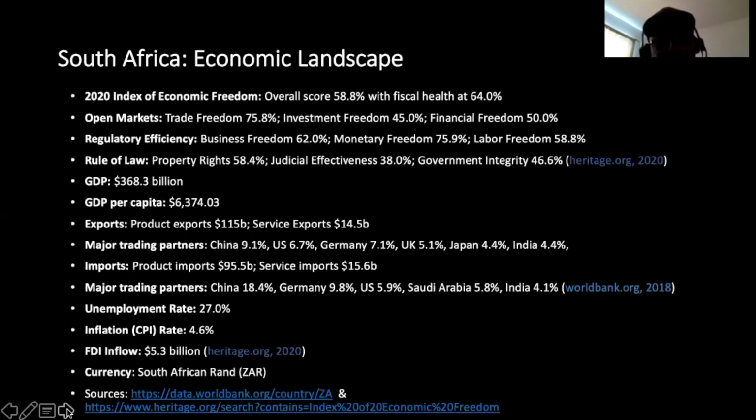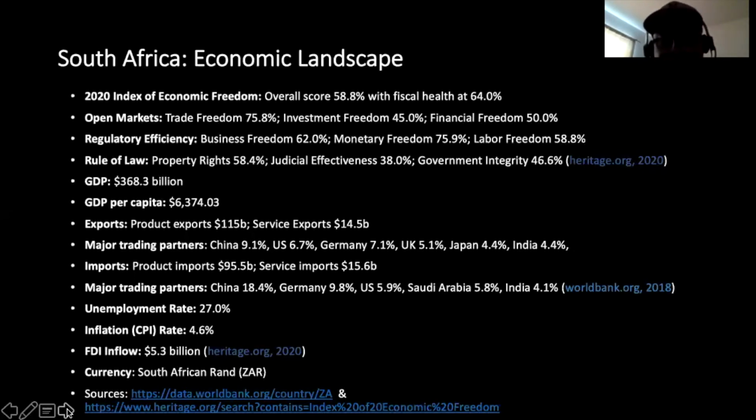And then the main exports, in terms of products and services, constitute about 115 billion for product exports, and service exports is about 14.5 billion, which is significantly higher.